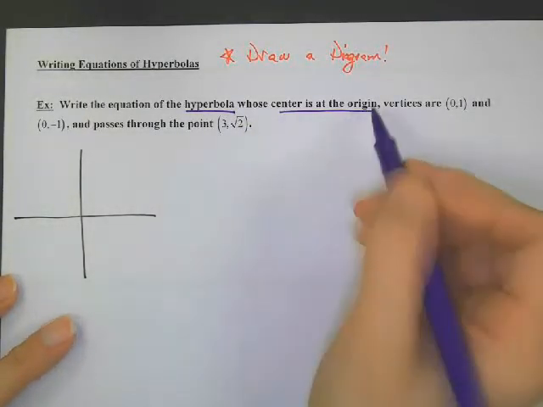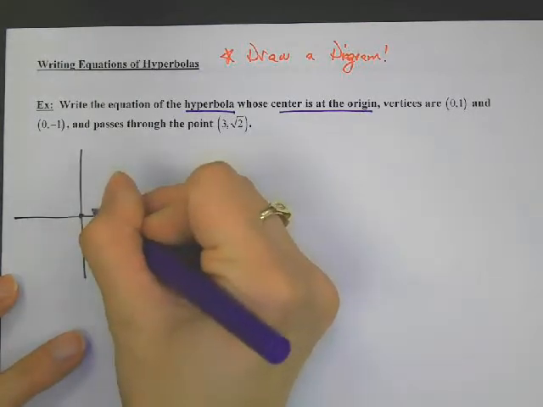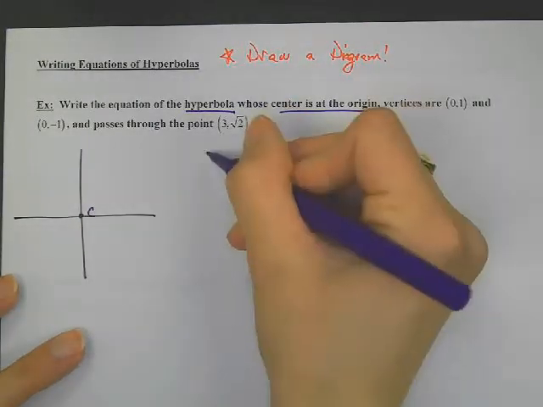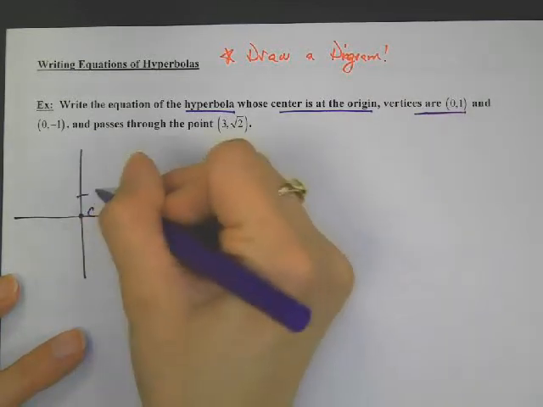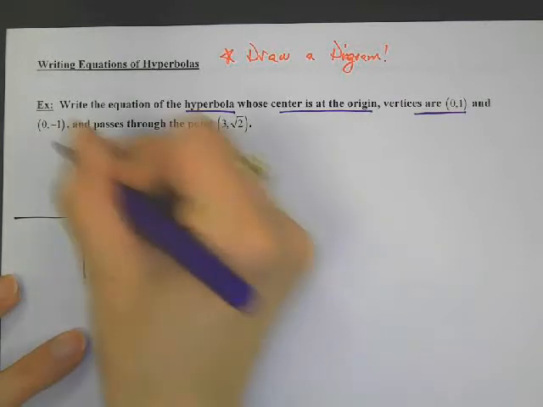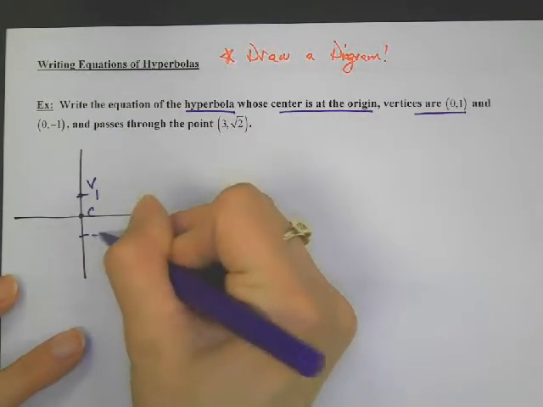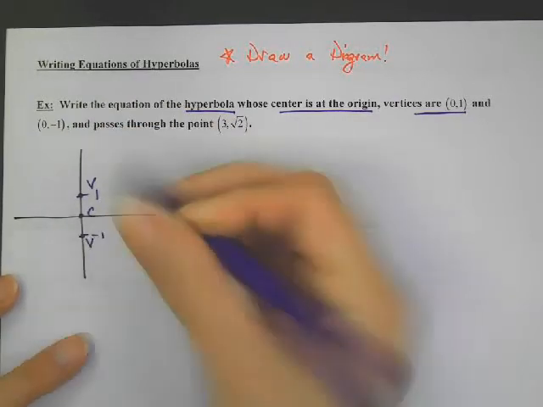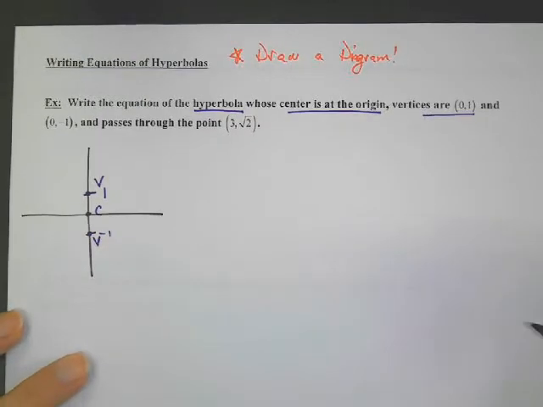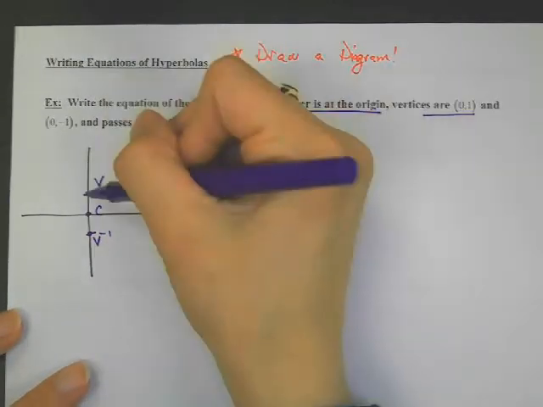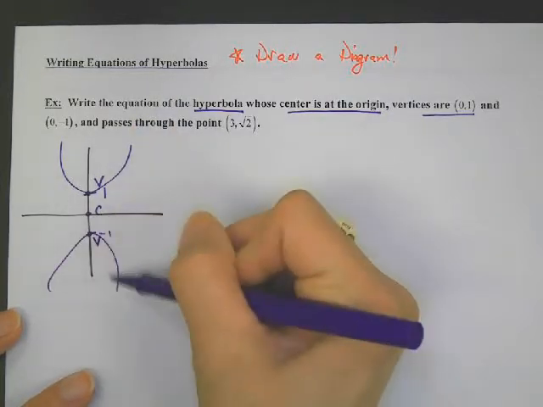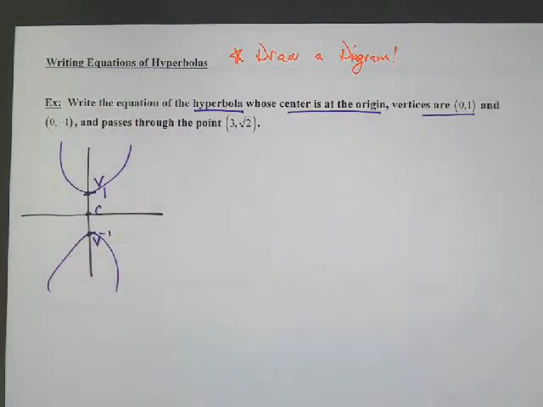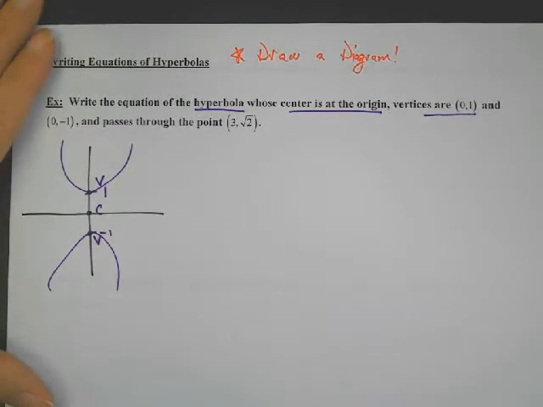The center is at the origin. Okay, so C for center. Let's see, the vertices are 0, 1. Okay, V for vertex, and 0, -1. V for vertex. So looking at this picture, there's a couple of things you should know immediately. Since this is the vertex, I know that the hyperbola is going like this. There's only 2 vertices on a hyperbola. Okay, I'm going to stop right there and write down as much information as I can.